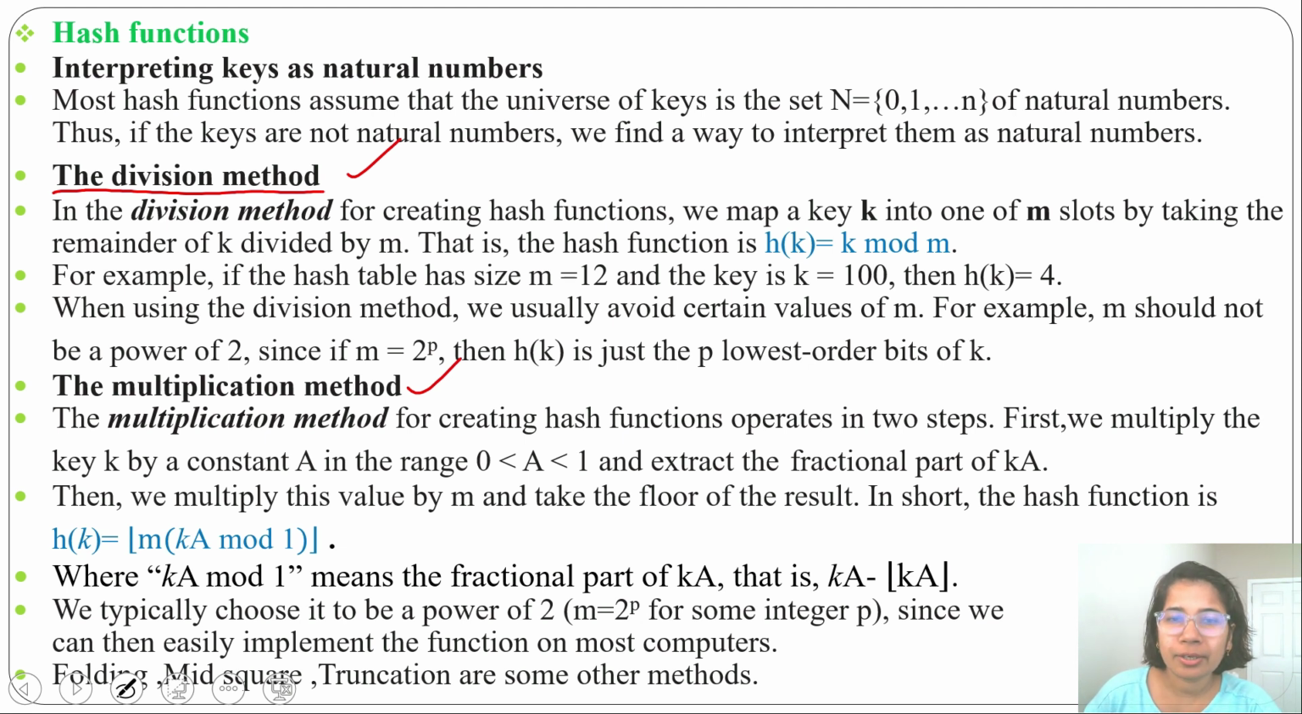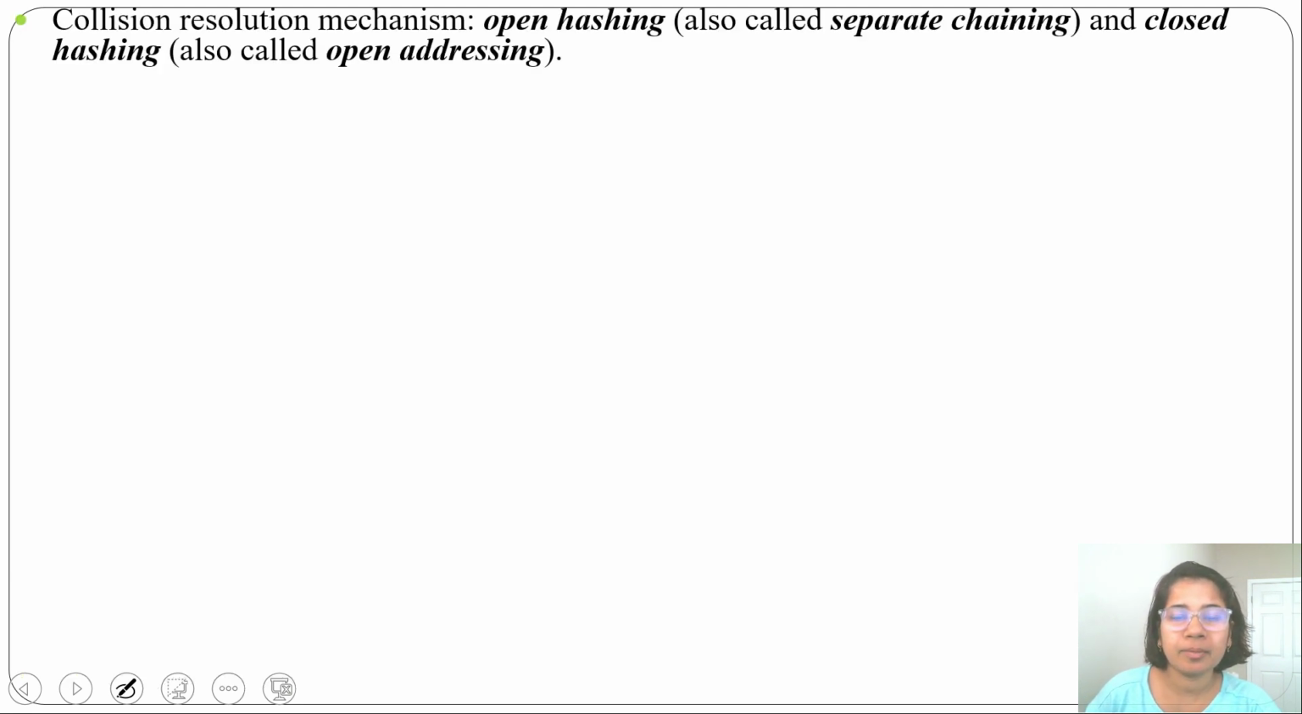For collision resolution, we use two mechanisms. One is open hashing, another is closed hashing. Open hashing is also called separate chaining. I already discussed chaining. Closed hashing is called open addressing. So next I will discuss closed hashing or open addressing.